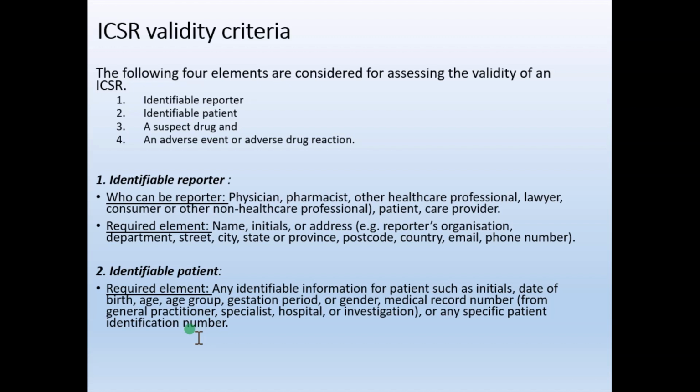Now, what's next? How shall we determine that collected safety information comprises a valid element to qualify as an ICSR? For an ICSR to be considered as valid, it should contain these 4 elements. An identifiable reporter. An identifiable patient. A suspect medicinal product and an adverse event or an adverse drug reaction.